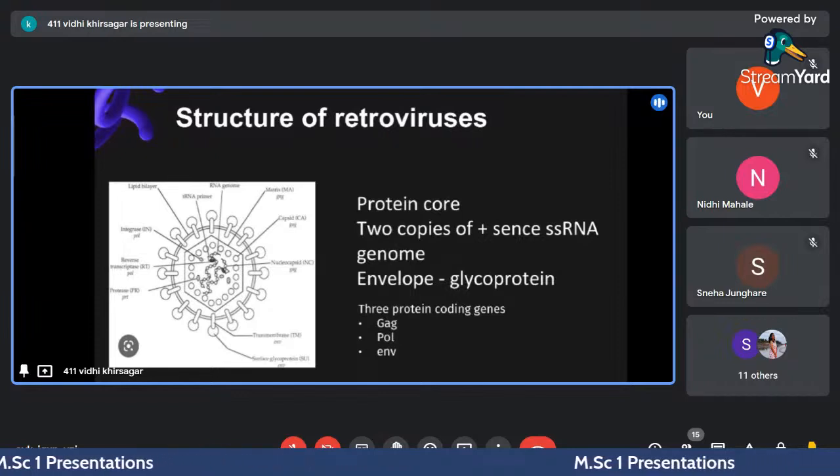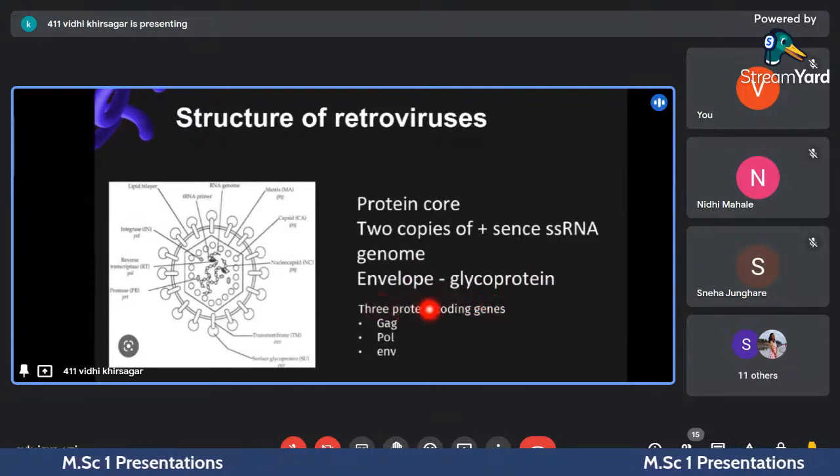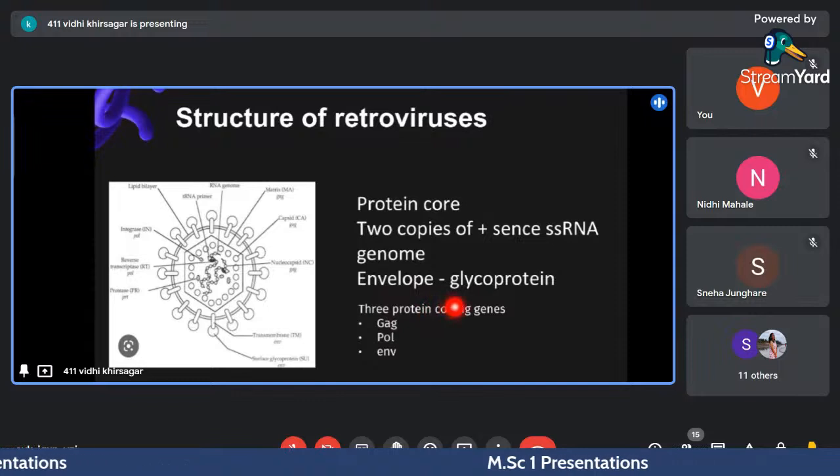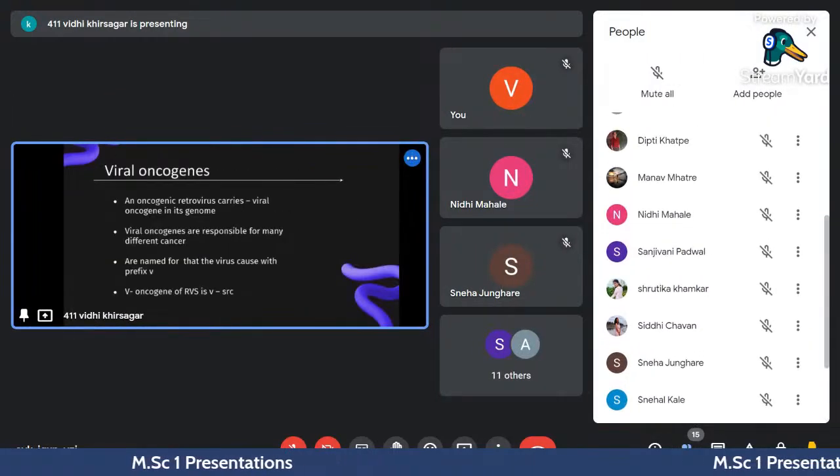The virus contains an envelope which is made up of glycoproteins. There are three protein coding genes. First one is the GAG gene. The GAG gene codes for protein particles of viruses. The Pol gene codes for an enzyme called reverse transcriptase, and the ENV gene codes for the envelope glycoproteins.